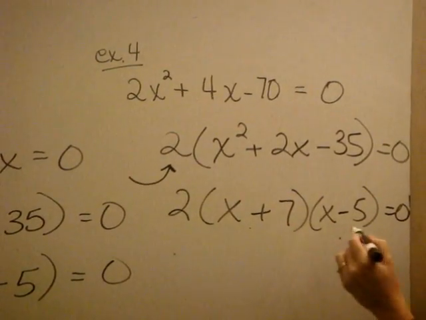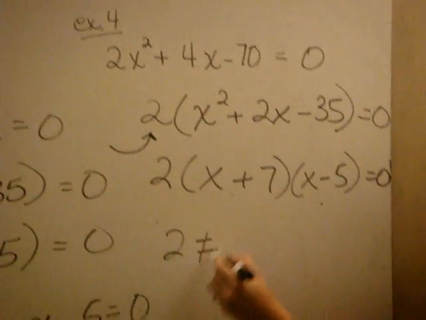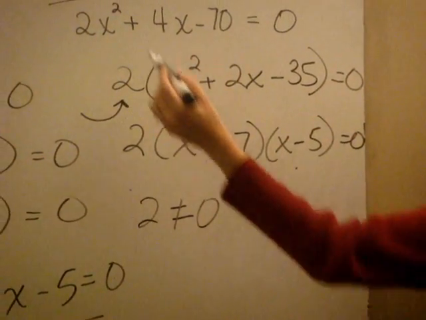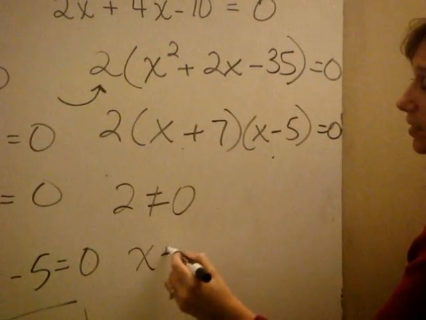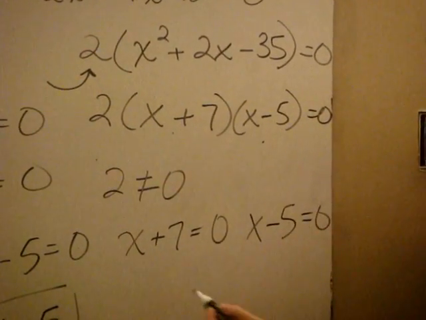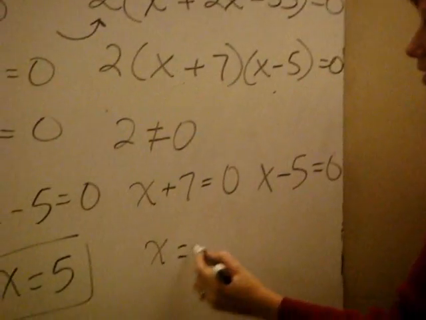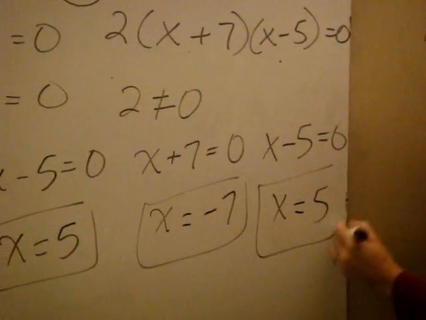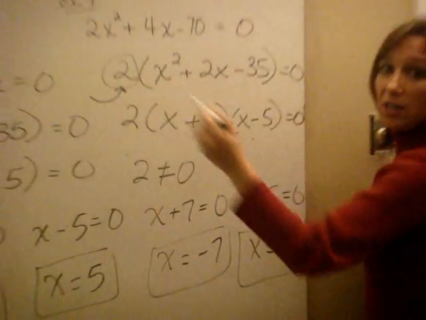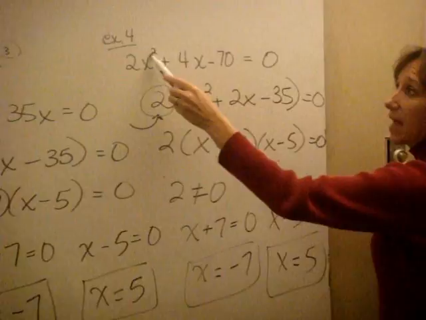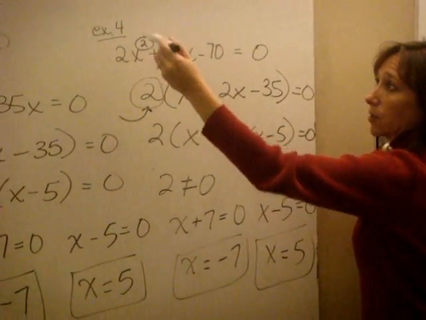You'll notice we have 3 factors, but 2 cannot equal 0. So that's not an answer. So we're only going to get 2 answers. We're going to get x plus 7 equals 0 and x minus 5 equals 0. So our 2 answers are x equals minus 7 and x equals 5. Just remember, if it's a number out here, it's not going to give us an answer. And remember, we're going to have as many answers as the highest exponent in our problem.